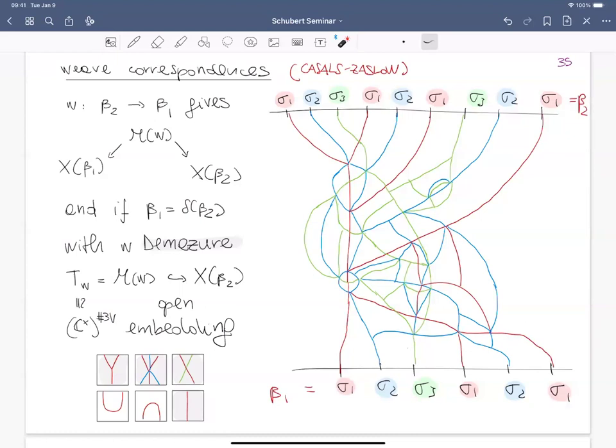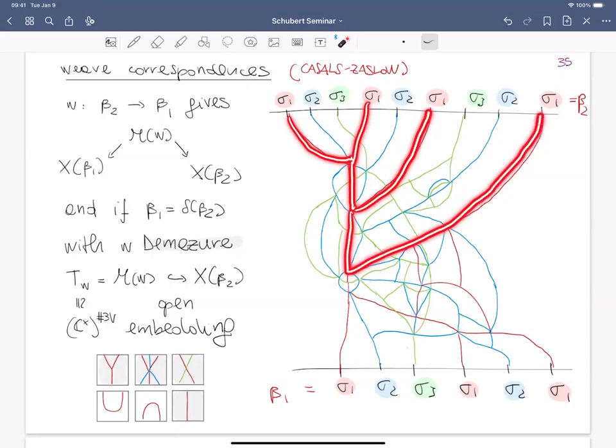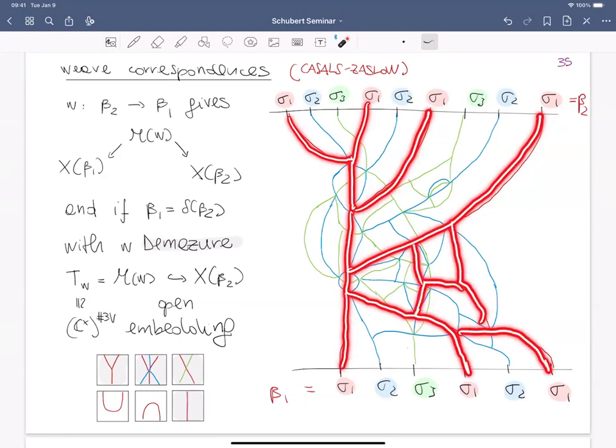And now the game to construct a weave or a cobordism, the rule will be that for each color, you pick a trivalent graph that joins the upper instances of the Artin generator to the lower instances. So for example, if I only look at the Artin generator sigma 1, the trivalent graph that I'm picking here is this one.